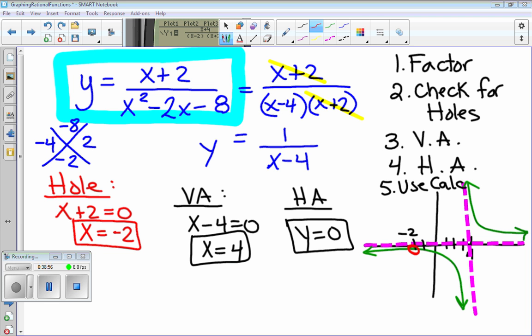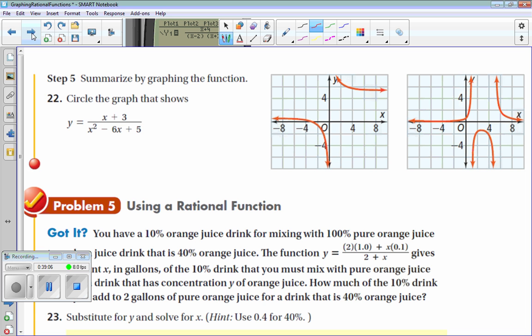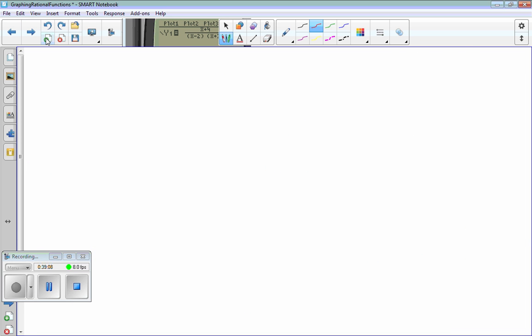Good. Perfect. Awesome. So the same 5 steps every time: factor, check for holes, vertical, horizontal, and then graph. So let's try one more. Let's see if I can figure out one that's going to have a different graph. So let's look at this one. Last one we're going to do, okay?